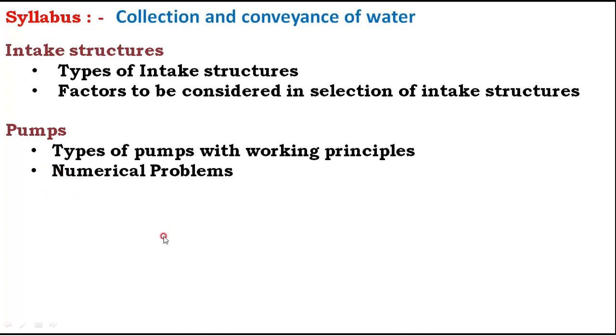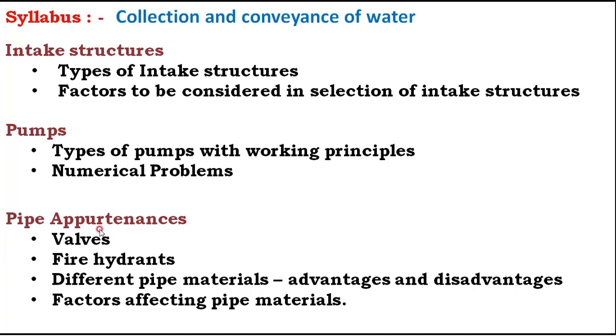Now next heading, pipe appurtenances. If you find it very difficult to pronounce or to spell when you are writing, then you can call it pipe and other accessories. Understood now? Pipes and other accessories. Then in those accessories you will get valves. You already know, you want to control the flow of water through pipes, therefore you require valves.